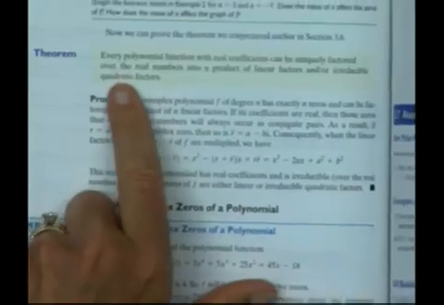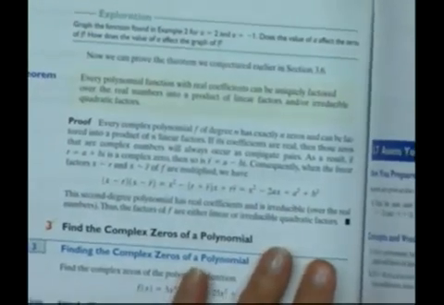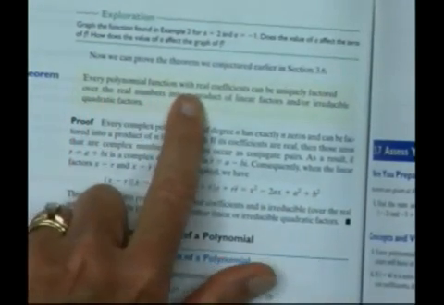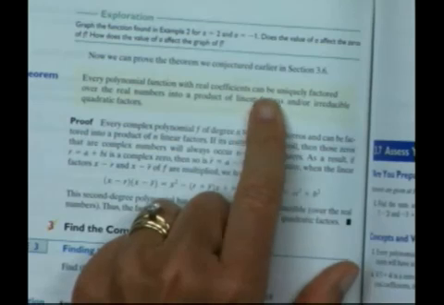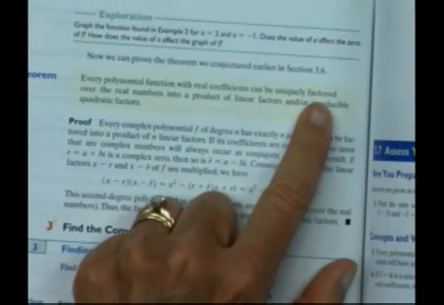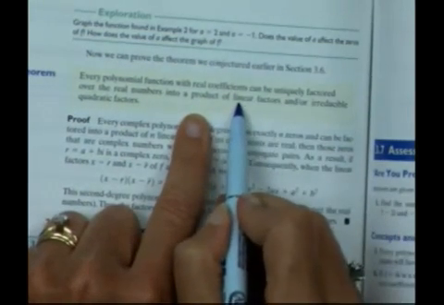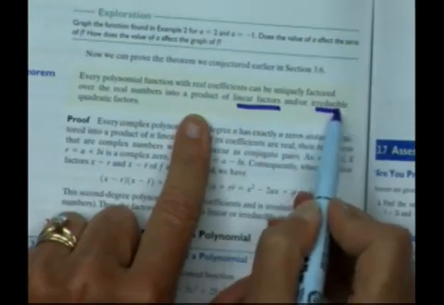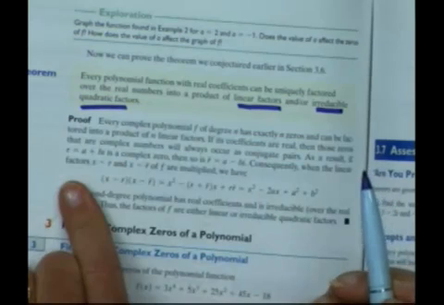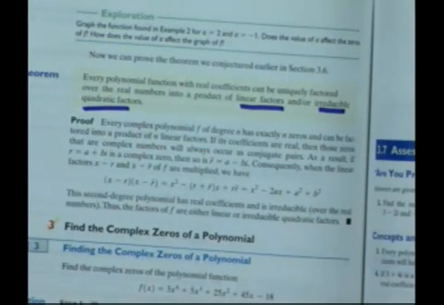I'm on page 384 in your book. There's a theorem there. There are so many theorems in these last sections. Every polynomial function with real coefficients can be uniquely factored, meaning written as a product, over the real numbers into a product, multiplying, of linear factors and/or irreducible quadratic factors. Irreducible quadratic just means that you've got complex roots to your quadratic. No real solutions there.